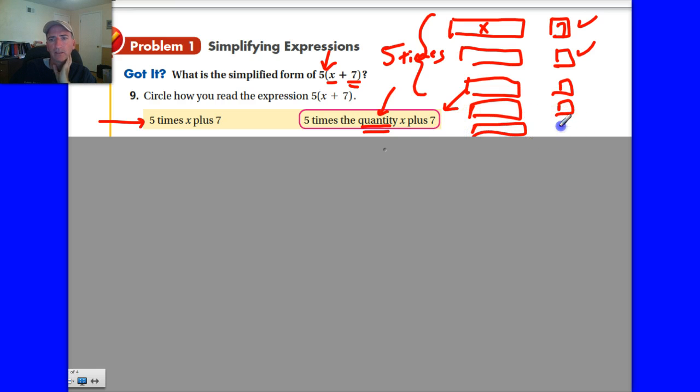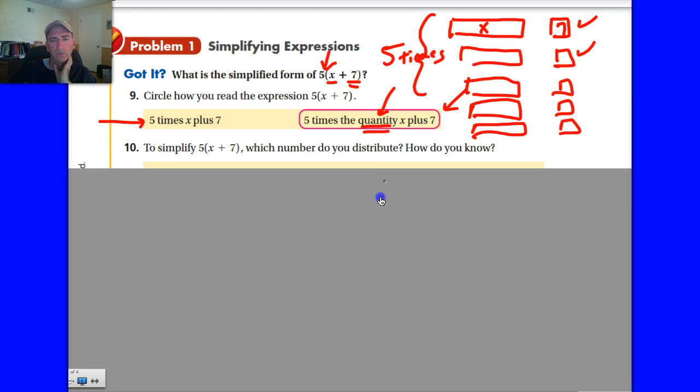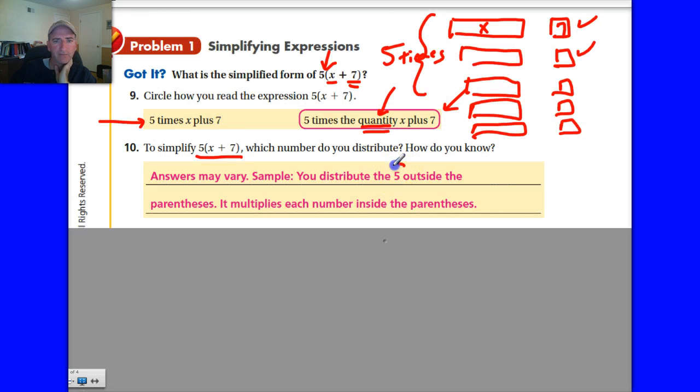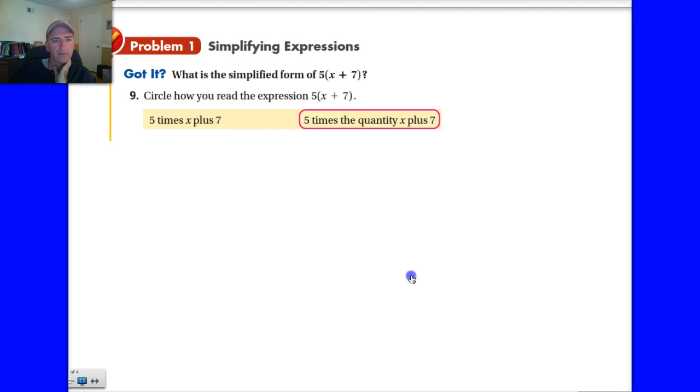We'll actually look at these types of models later to try to turn abstract things into things that make sense. So it says, to simplify 5 times the quantity x plus 7, which number do you distribute? How do you know? Basically, you would distribute the 5. How do you know? It's because the 5 is outside the parentheses. That's the idea behind that.